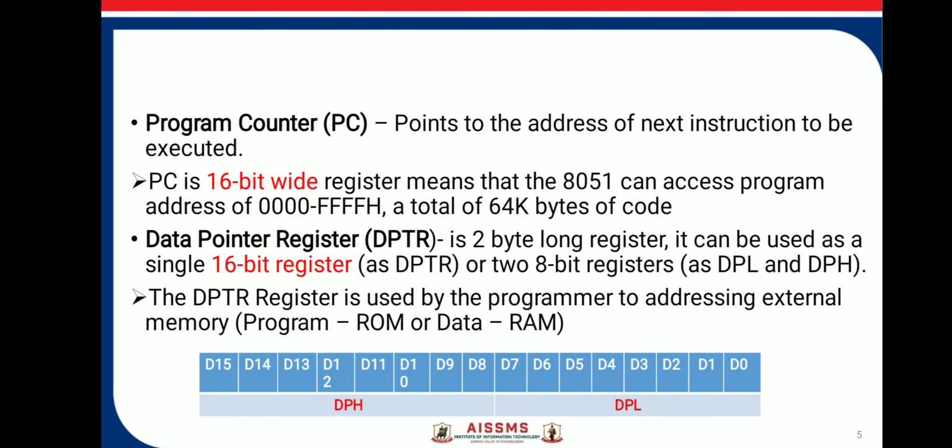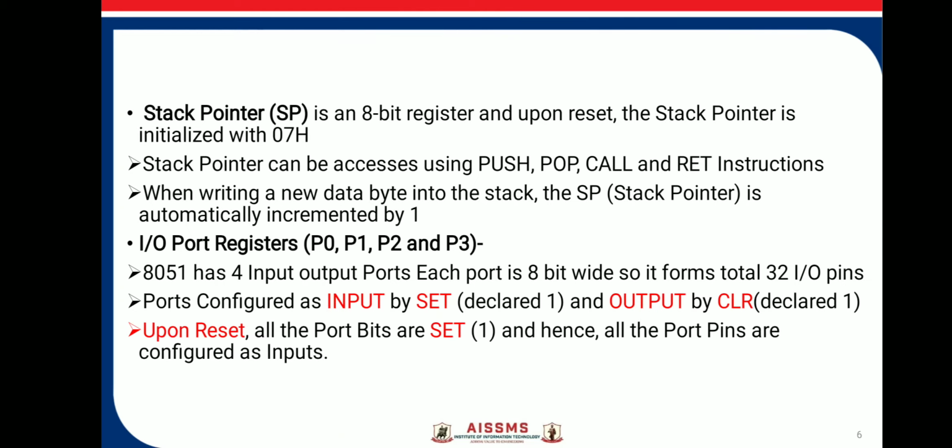Data pointer register. This register is also a 16-bit register, or a 2-byte register. The data pointer register is split into two registers. The first one, DPL, is the data pointer lower register, which is an 8-bit register, and DPH is the data pointer higher register. The stack pointer is an 8-bit register, and upon reset, the stack pointer register is initialized with the value 07 hex. The stack pointer can be accessed using the push, pop, call and return instructions.